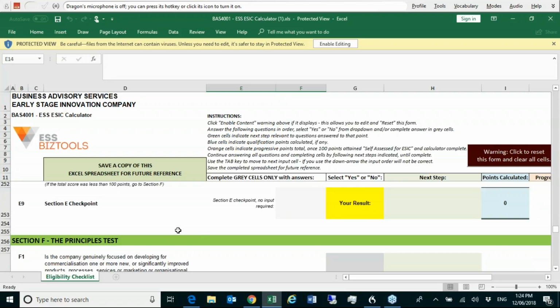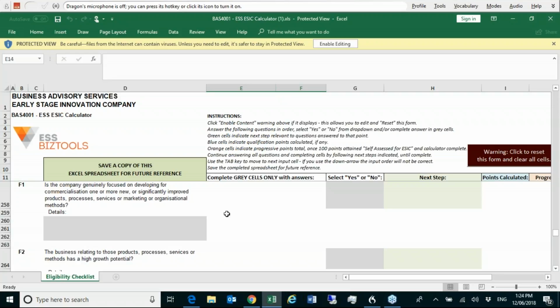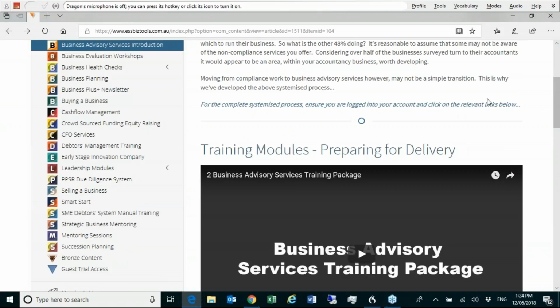if the result is under 100, they then move into the principles test. And the principles test is asking 5 key questions that they have to give a detailed response to. It's not a yes, no answer type product. So that's hopefully alerted you to what's in the early stage innovation companies.